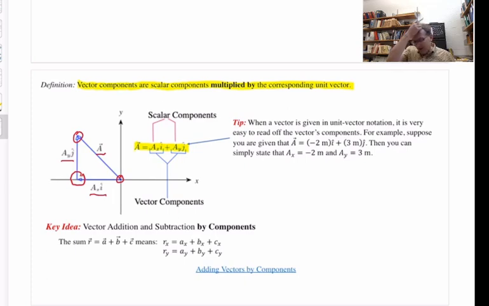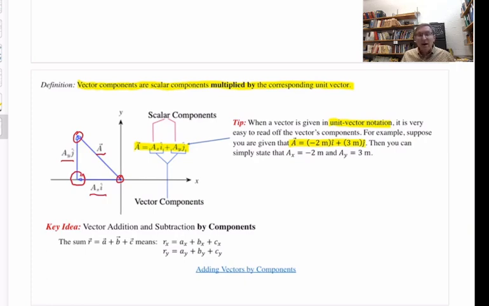And this expression that I've highlighted with the yellow highlighter, writing A in terms of its vector components added together, is said to be a vector in unit vector notation. It is very handy. And if you are given in a homework problem a vector expressed in unit vector notation, you should be thrilled. Why? Let me give you an example. Suppose you're given in a homework problem that there's a vector capital A given by -2 meters times i hat plus 3 meters times j hat. That's a vector that's given to you in what we call unit vector notation because of the i hat and the j hat.